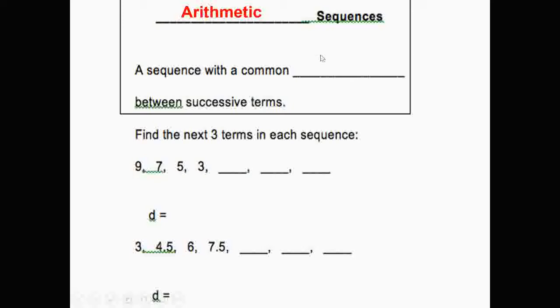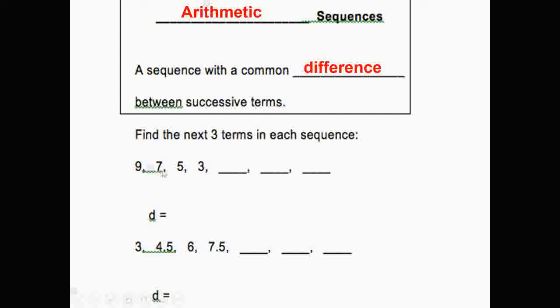This is one of two main types of sequences we're going to look at. And these are sequences with a common difference between successive terms. So, a very specific group of sequences. Let's take a look. If we were looking for the next 3 terms in these, what would it be?